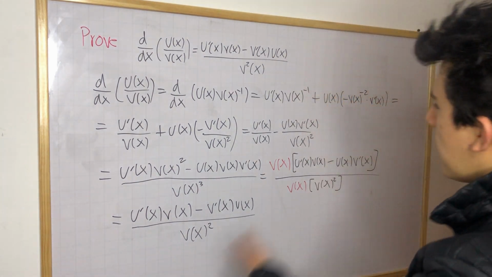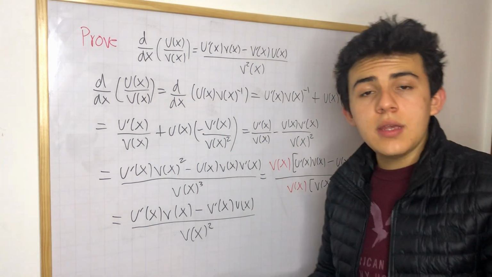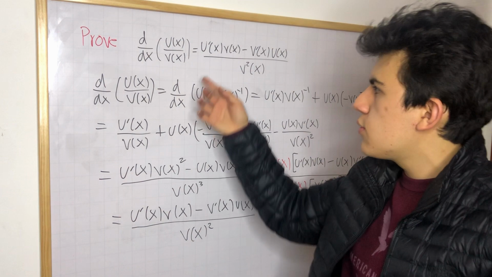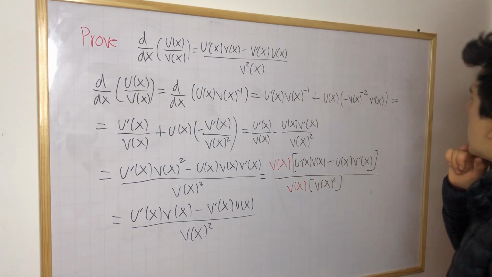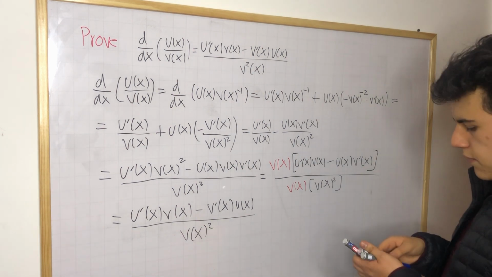I hope you learned something new today. This is a pretty good way to use the chain rule and the product rule combined. You need to be careful. The first time that I tried to prove this equation, I almost forgot to multiply by v prime of x on this side. Remember that when you can do it like this.